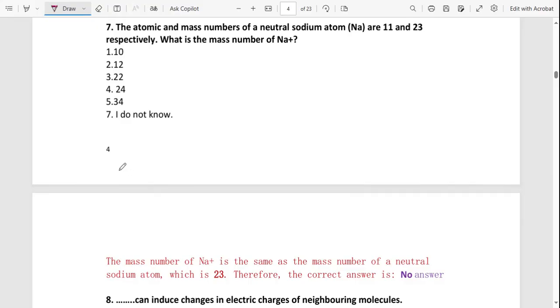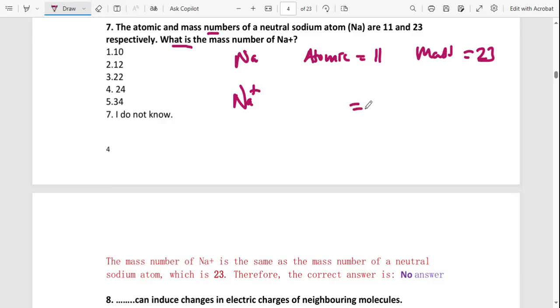The atomic and mass number of a neutral sodium atom is that. So they've given us atomic number being 11. And then they've also given us mass number being 23. This is for a neutral sodium. And then they ask, what is the mass number of sodium ion? Now you know for sodium ion nothing has changed. The number of protons, which is the atomic number, is still 11. The number of neutrons also hasn't changed. It is still the same number.